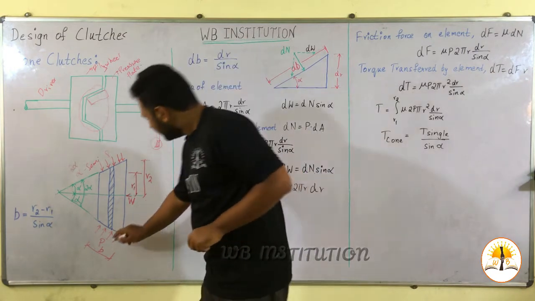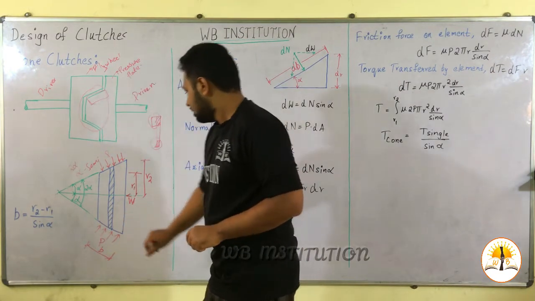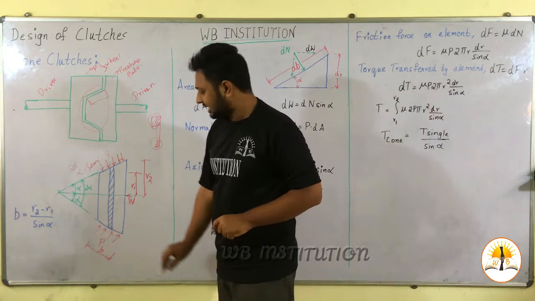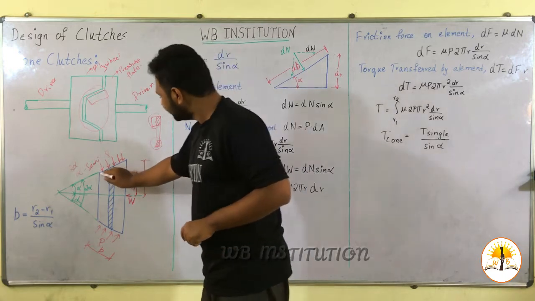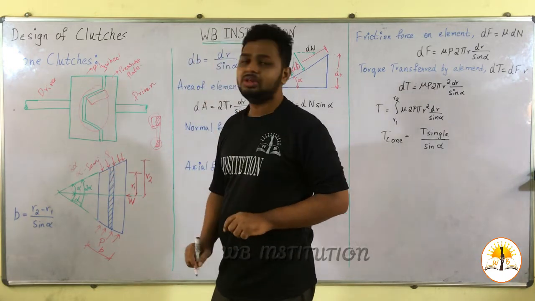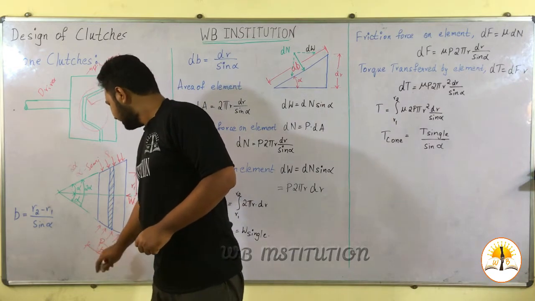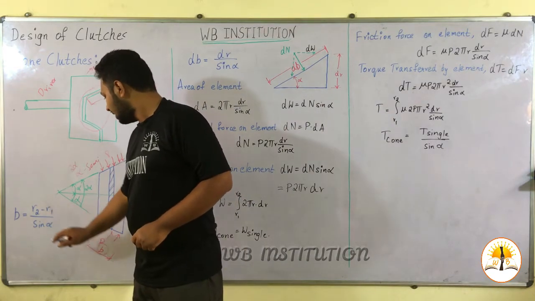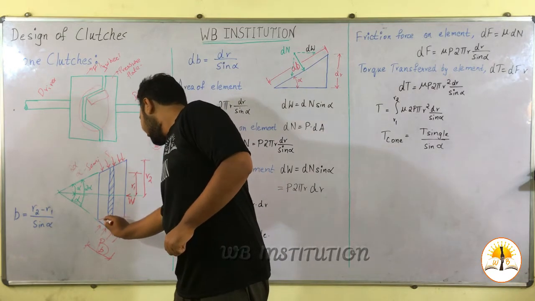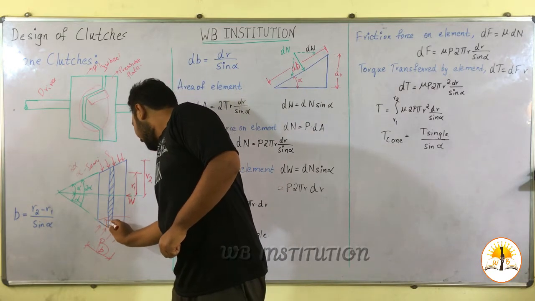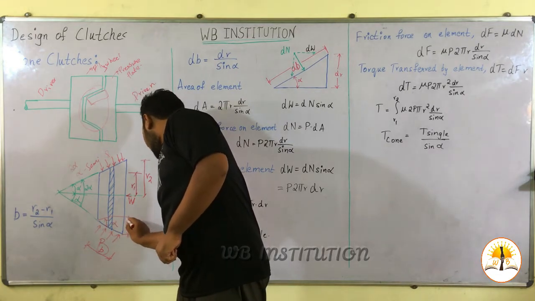Now let us take B as the overall length of the conical shape, and R1 and R2 as the inner radius and the outer radius of the cone. Then the value of B is given by R2 minus R1 divided by sin alpha. This is the alpha which is also formed here, and this value will be R2 minus R1.